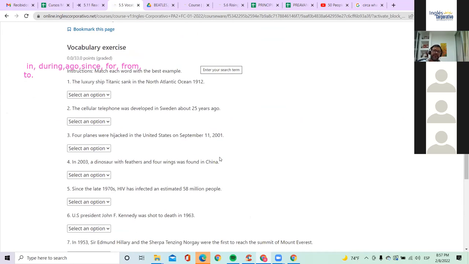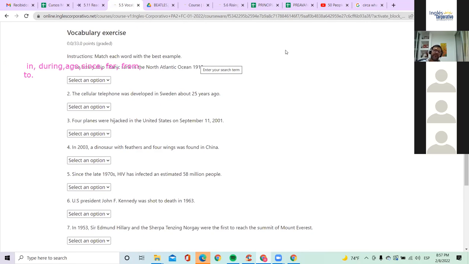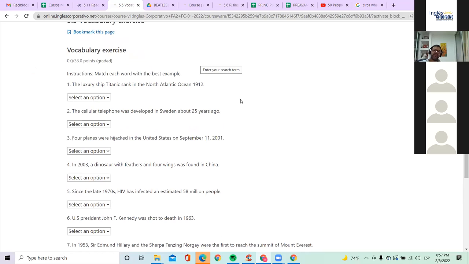The next exercise that we have is for vocabulary. So we need to match the word with the best example. So we can do all of these words. Do you know all of the words? Is there a word that you don't know? Yes, I know. The second one. Assassination? Assassination is un asesinato. Achievement. What is an achievement? Who knows? Logro. Logros. Yeah. That's right.